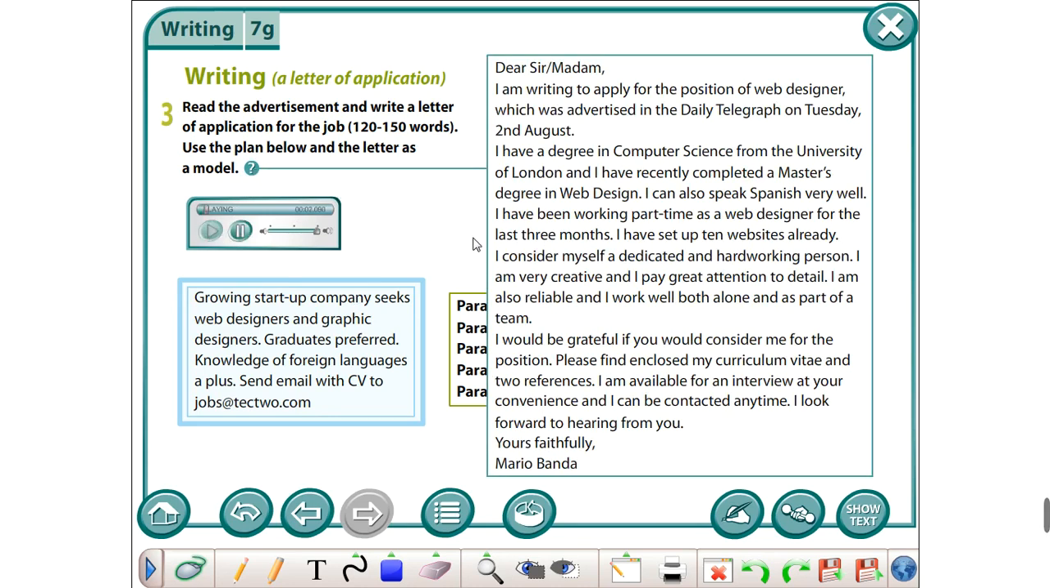Dear sir or madam, I am writing to apply for the position of web designer, which was advertised in the Daily Telegraph on Tuesday the 2nd of August. I have a degree in computer science from the University of London, and I have recently completed a master's degree in web design. I can also speak Spanish very well. I have been working part-time as a web designer for the last 3 months. I have set up 10 websites already. I consider myself a dedicated and hard-working person. I am very creative and I pay great attention to detail. I am also reliable and I work well both alone and as part of a team.